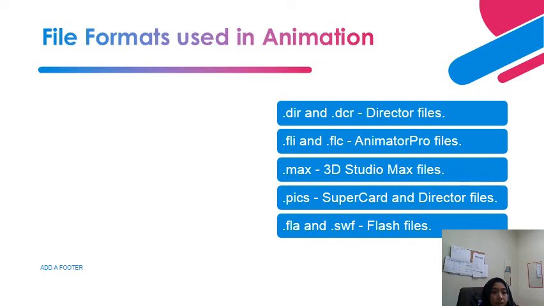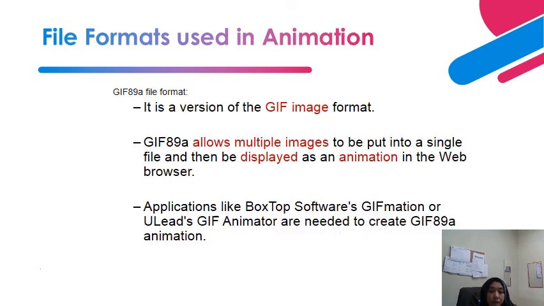Okay, so these are the file formats used in animation. We have DIR and DCR, Director files. Then we have FLI, FLC for Animator Pro. Then we have .max for 3D. In animation we have 3D, right? So other than 3D Max, you can search on Google to find other examples of 3D file formats. Then we have PICS for Supercut and Director files, and we have FLA for the Flash file.